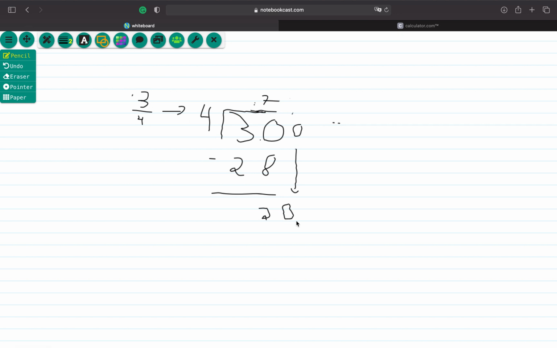And so if we do 4 divided by 20, we get 5. So it's 0.75 or 3/4 of a whole number. I don't know. I just have a small bean brain.